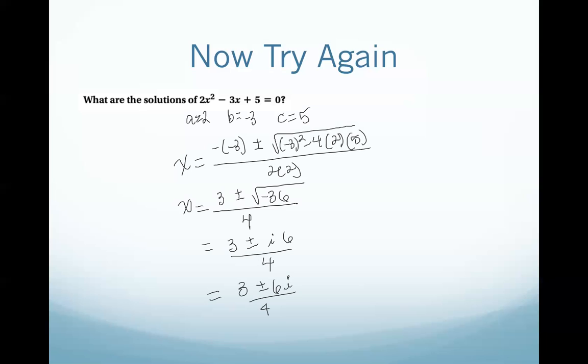But we want to write it in a plus bi form. And that means that i should be last, but i should also be separate from our real part. So in order to do that, if we have a fraction, we're just going to write each term divided by the denominator separately, just like combining two fractions, except we're separating them apart. And then we can simplify each fraction. So now we have 3 over 4 plus or minus 3 over 2 i, and that is our final answer for x.